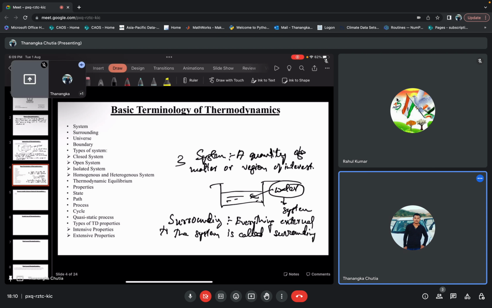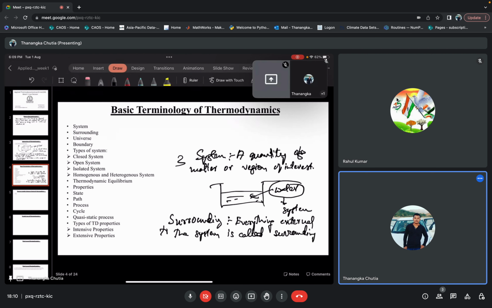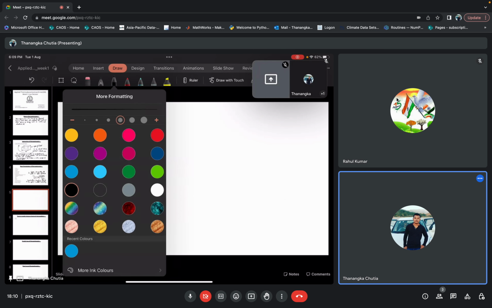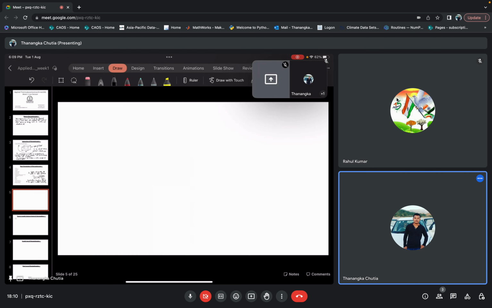Okay, now next part is universe. It is nothing, you combine system and surrounding together. The system and the surrounding, if you combine together, this is basically your universe.